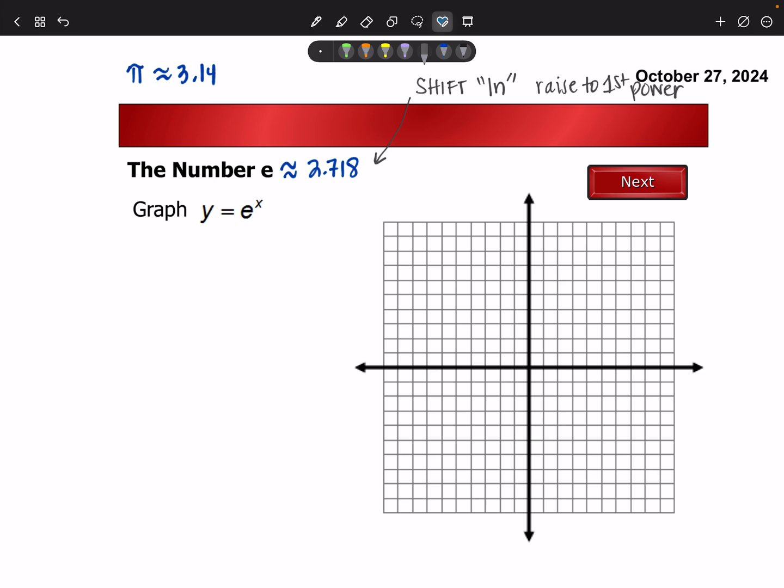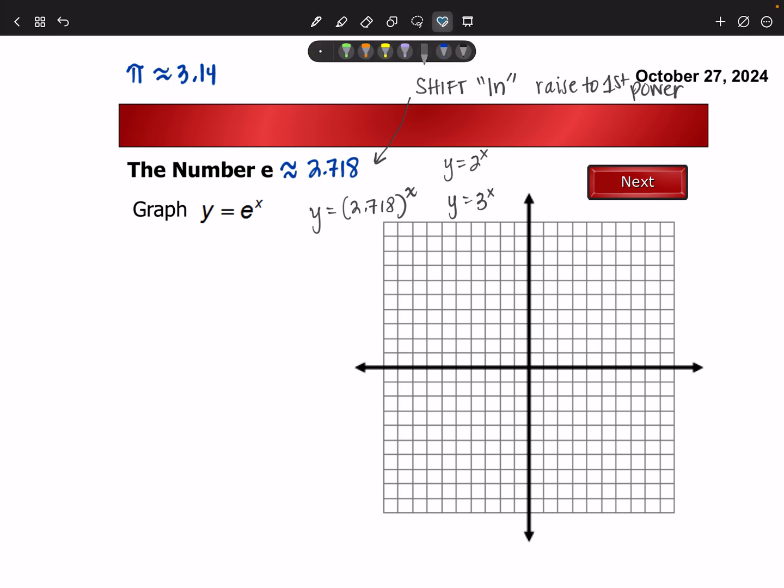So if I want to graph y equals e to the x, that's very similar to y equals 2.718 to the x power. Now we've graphed y equals 2 to the x power. We've graphed y equals 3 to the x power. Y equals 2.718 to the x power, which is y equals e to the x, is going to be somewhere between these two bases.